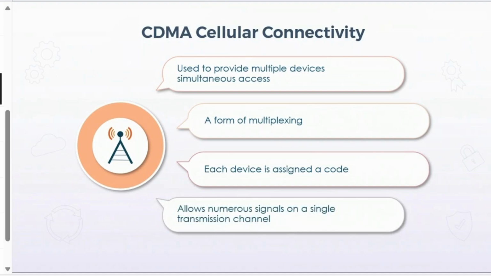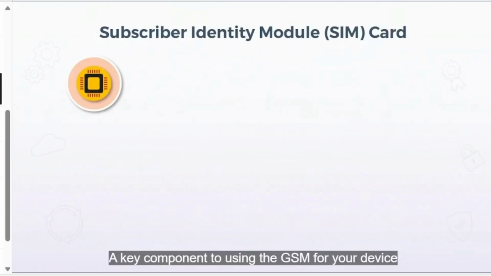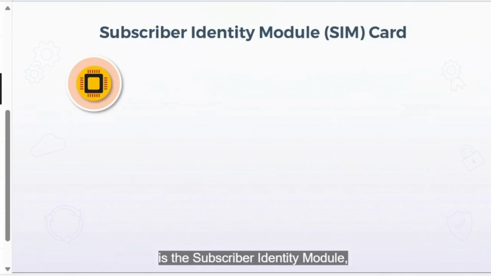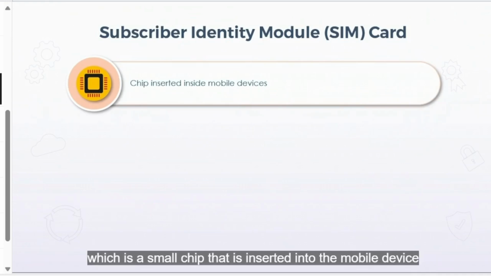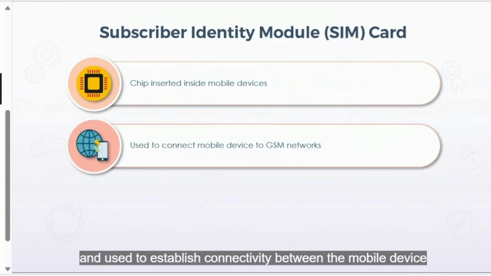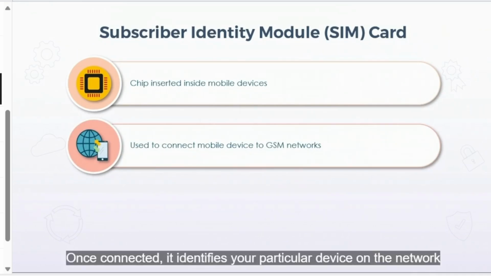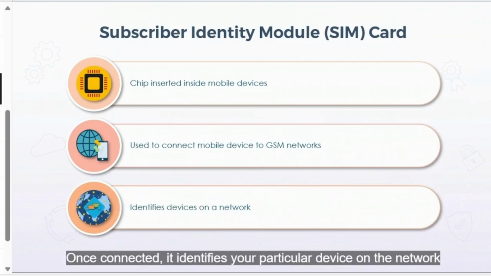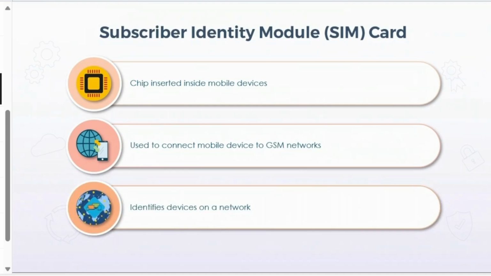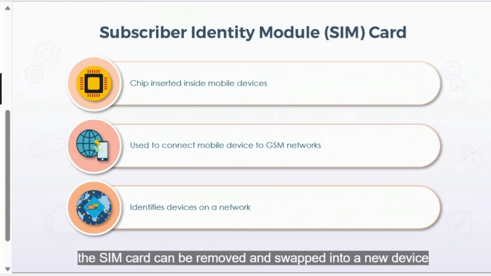A key component to using the GSM for your device is the subscriber identity module, or more commonly known as the SIM card, which is a small chip that is inserted into the mobile device and used to establish connectivity between the mobile device and the appropriate GSM provider. Once connected, it identifies your particular device on the network so that your calls and data can be metered for billing purposes.